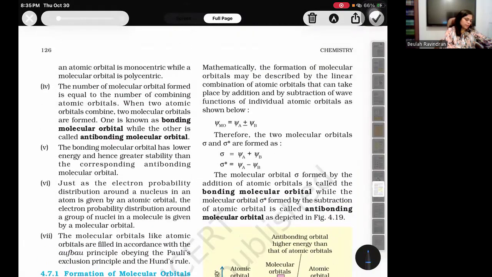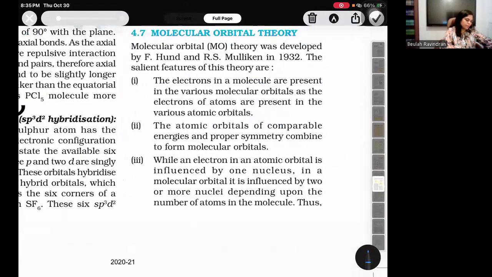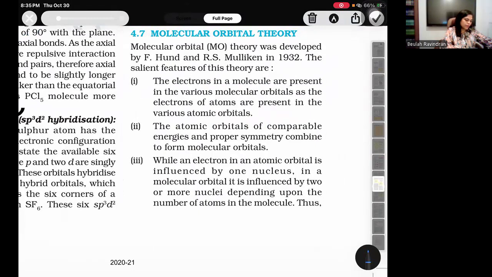Here it says the electrons in a molecule are present in the various molecular orbitals as the electrons of atoms are present in the various atomic orbitals. That's all. So just as atomic orbitals consist of electrons of atoms, here also at the molecular level, electrons within a molecule occupy molecular orbitals, similar to atomic orbitals hosting electrons in individual atoms.